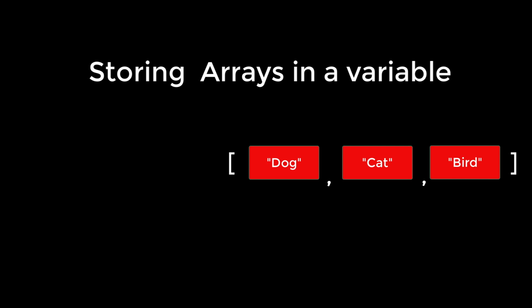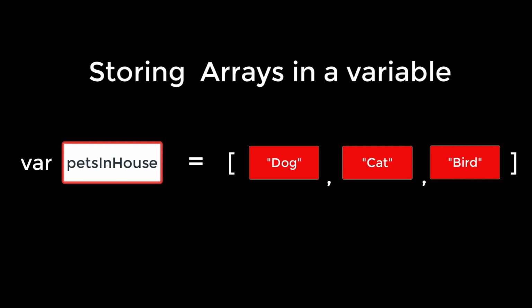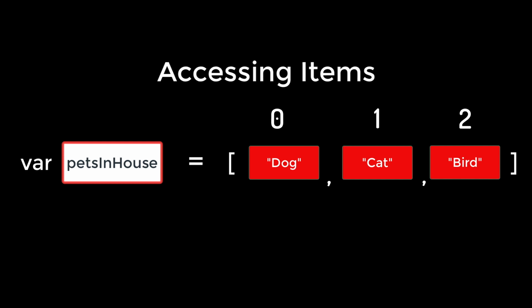Like anything in coding, you can store it in a variable. In this case, we are going to call our variable petsAtHouse, and we are going to assign our array to this variable. In order to access an item inside a variable, we will use the same type of process, calling the number of the item that we want.